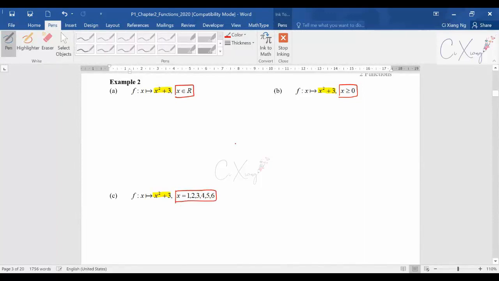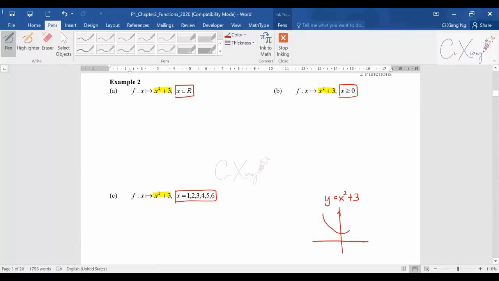Okay, all right. So when all the domains are different, how are you going to sketch a graph? And how are you going to find the range? Because we haven't learned how to sketch a graph yet, I will just tell you the answer. When I want to sketch y equals x squared plus 3, generally the graph will look something like this.